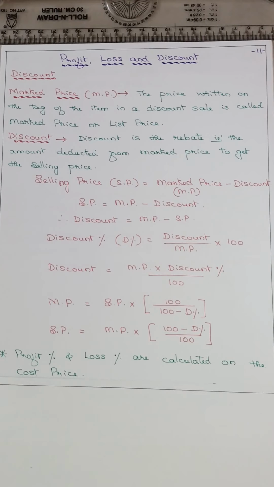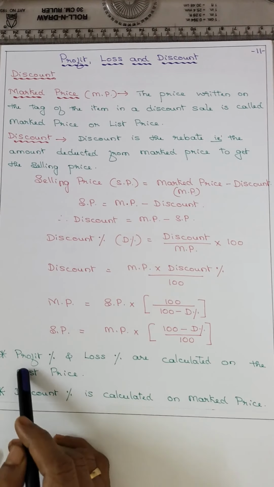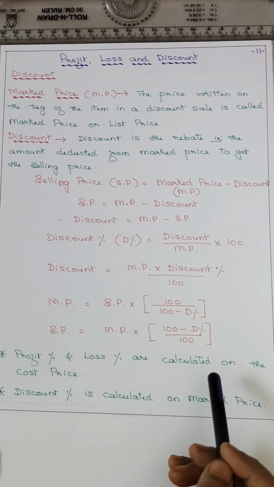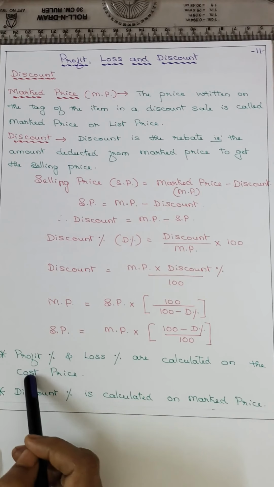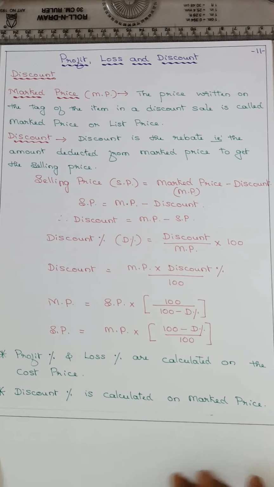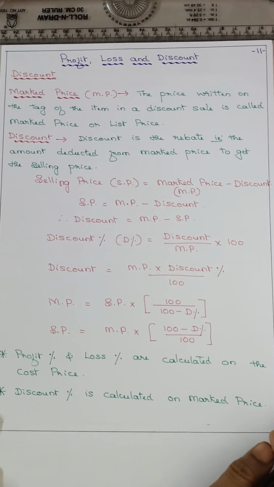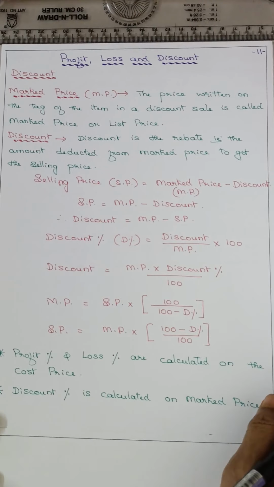Don't get confused. So with SP and CP, it is either profit percent or loss percent. When MP and SP is there, it is discount percent. Okay. Now profit percent and loss percent are calculated over the cost price, whereas discount percent is always calculated on the marked price. Is it clear? This you have to remember.